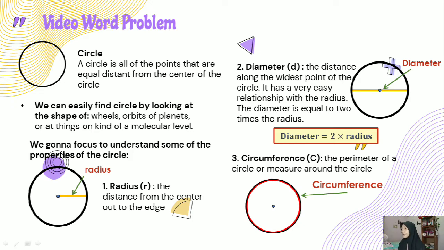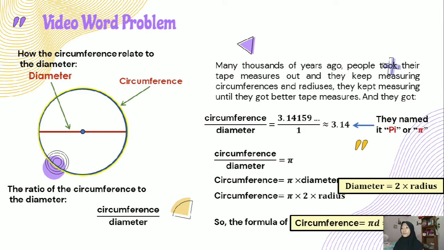Number 2, diameter. The distance along with this point of the circle. It has a very easy relationship with the radius. The diameter is equal to 2 times the radius. Number 3, circumference. The perimeter of a circle or measure around the circle. How does circumference relate to the diameter? The ratio of the circumference to the diameter equals circumference per diameter.